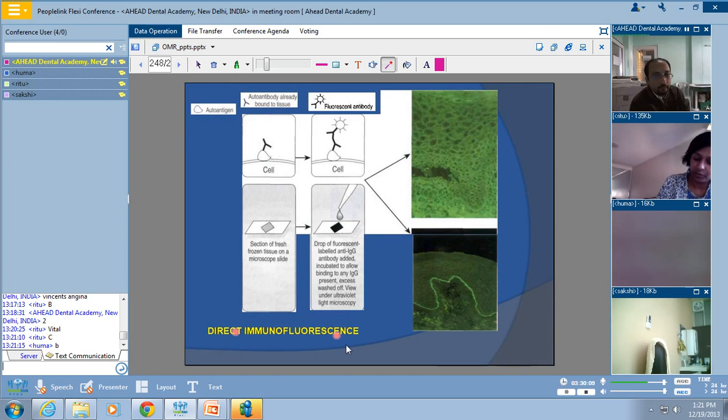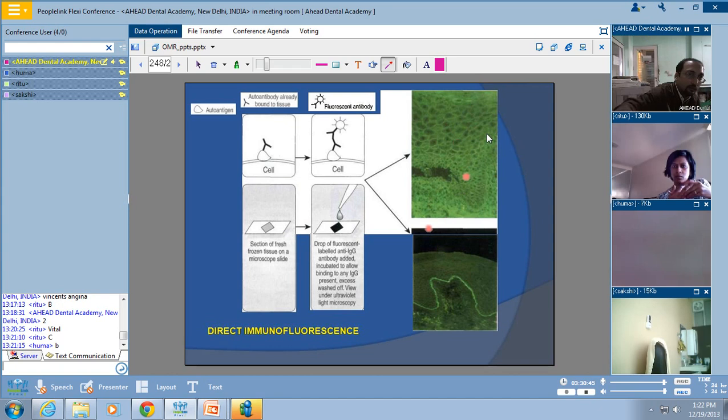It's actually very easy. So what happens is we have an autoantigen. What do you mean by an autoantigen? By autoantigen, we generally mean that there is some amount of antigen which has entered the blood, and that antigen is then attached with an autoantibody already bound to the tissue. We do a section of frozen tissue and then we add on a labeled antibody. And then we view the slide under ultraviolet light microscopy. If you can see the slide there, you can make out there are a lot of disjointed areas in this. Can you make out?